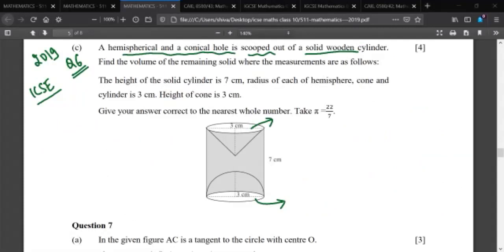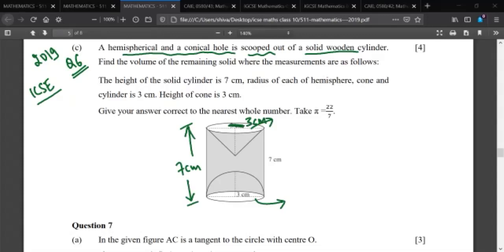Now, the height of the solid cylinder, that is the full height, is 7 centimeter. You need to draw the figure. You need to understand the figure well before starting the question. Draw your own figure. The radius of each is 3 centimeters. So don't get confused, this is not the diameter. This is the radius. You can write it properly as 3 centimeter.